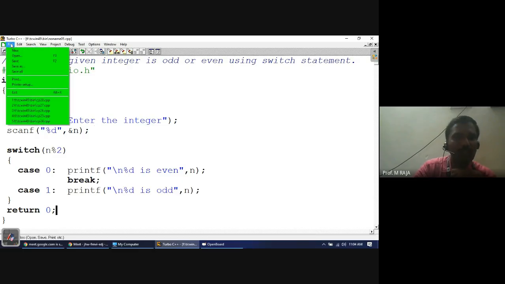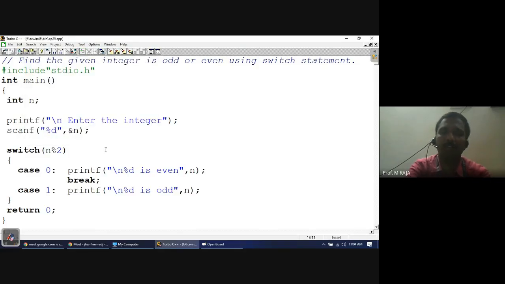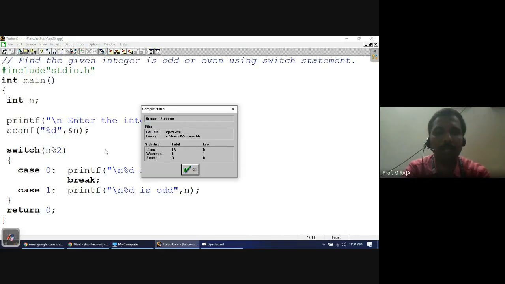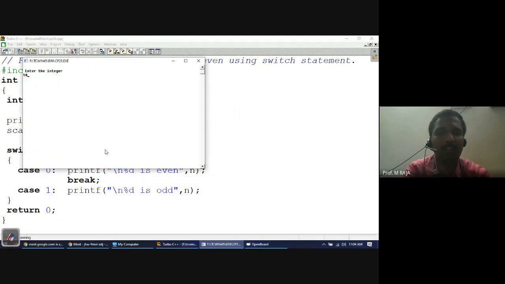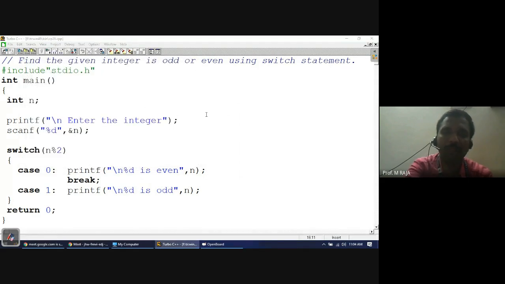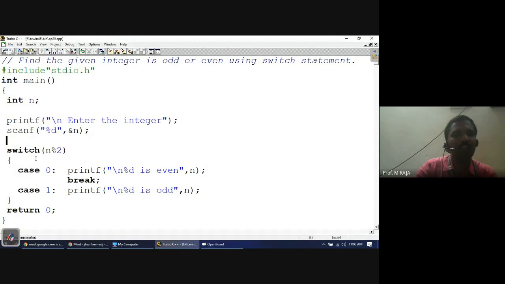Let us save the file as cp29. The program has been compiled successfully. Control F9. Enter the integer 100. 100 is even. Control F9. Enter the integer 121. 121 is odd.